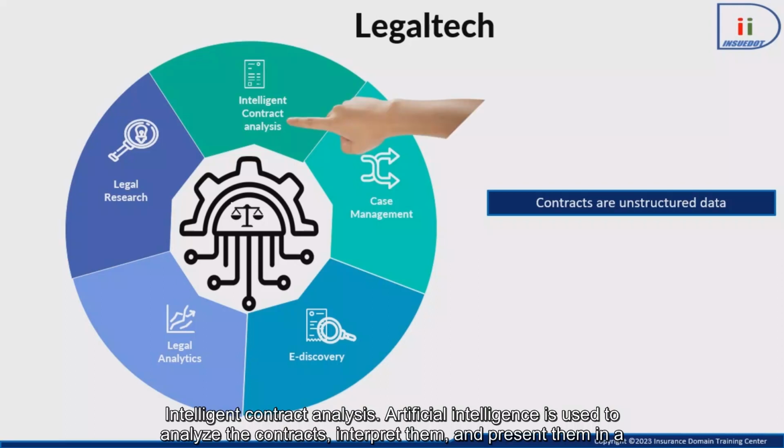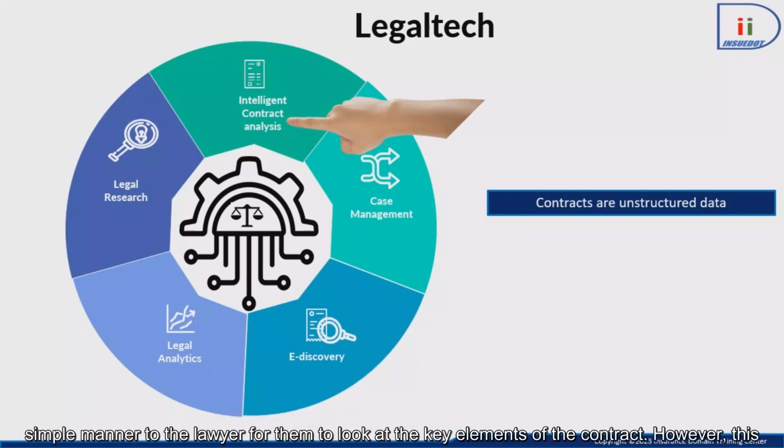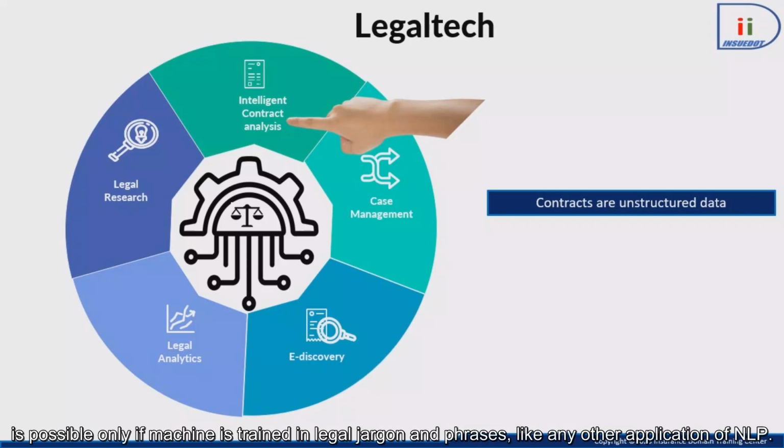Artificial intelligence is used to analyze the contracts, interpret them, and present them in a simple manner to the lawyer for them to look at the key elements of the contract. However, this is possible only if the machine is trained in legal jargon and phrases, like any other application of NLP.